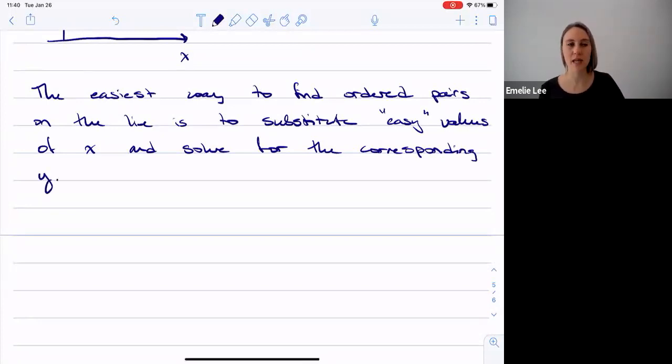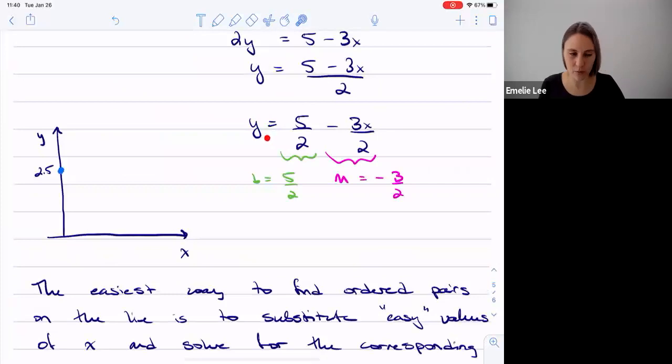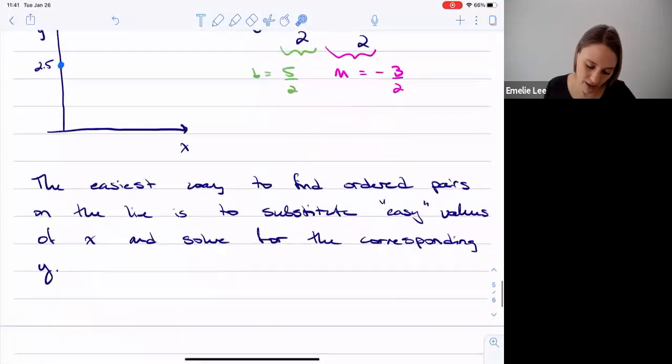Usually how we set that up is in a little table. How I do it is I solve for y, and so now I've got this equation that I can work with. I'm going to pick an easy value of x, and I'll show you what I mean by that. Then I'm going to solve for what the y is for that value of x, remembering for a line, each value of x corresponds to one value of y.